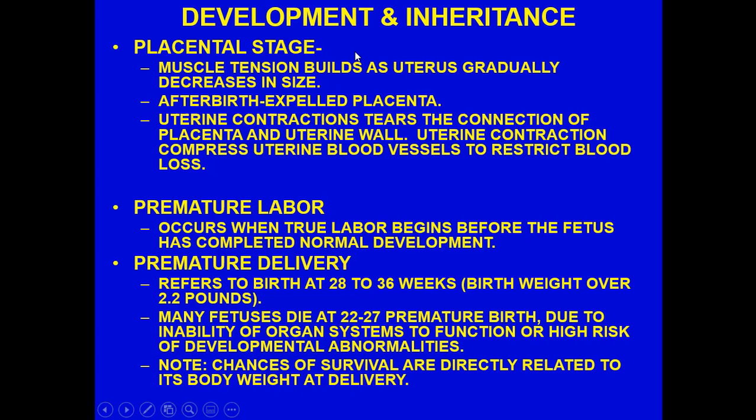Now, after birth, the muscle tension builds as the uterus is going to gradually decrease in size. And this is where you're going to have the afterbirth, which is referred to as the expelled placenta. Uterine contractions are basically going to tear the connection between the placenta and the uterine wall. As you keep having these contractions, you're going to start literally tearing the placenta away from the wall. Now, here's the thing. How come I don't bleed intensely? Well, as the uterine contractions occur, they're going to compress the uterine blood vessels. So therefore, they're going to restrict the blood loss.